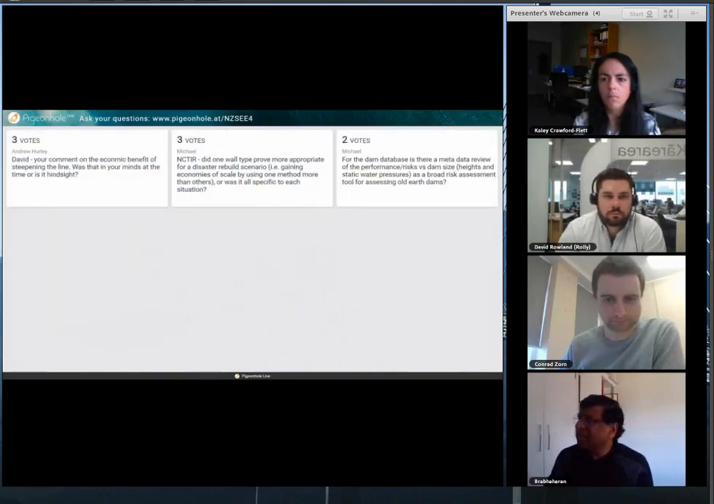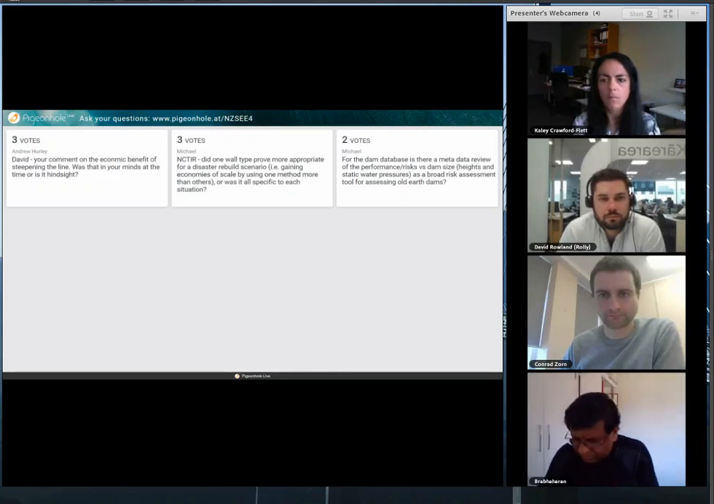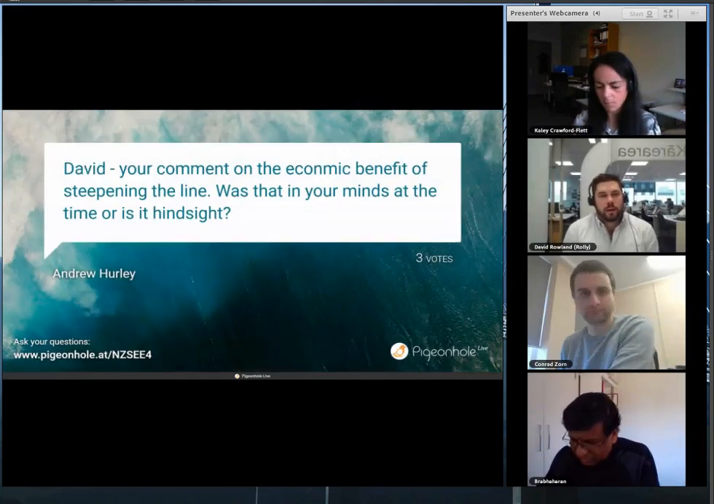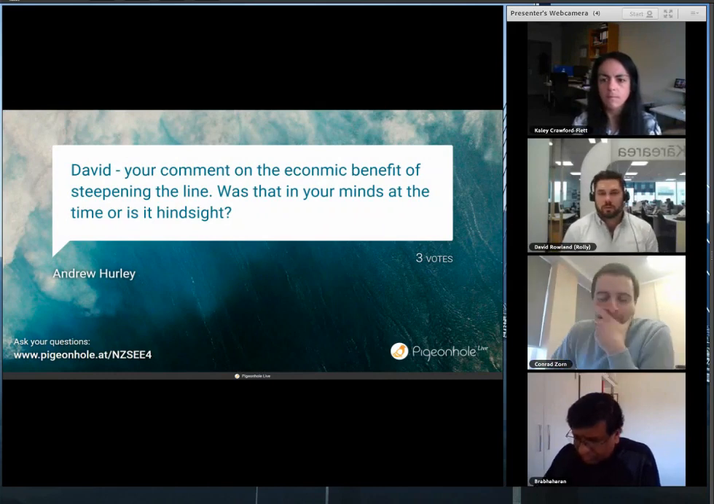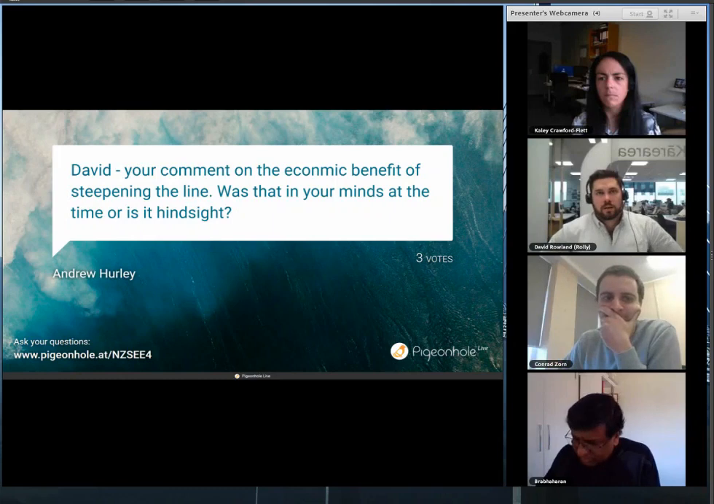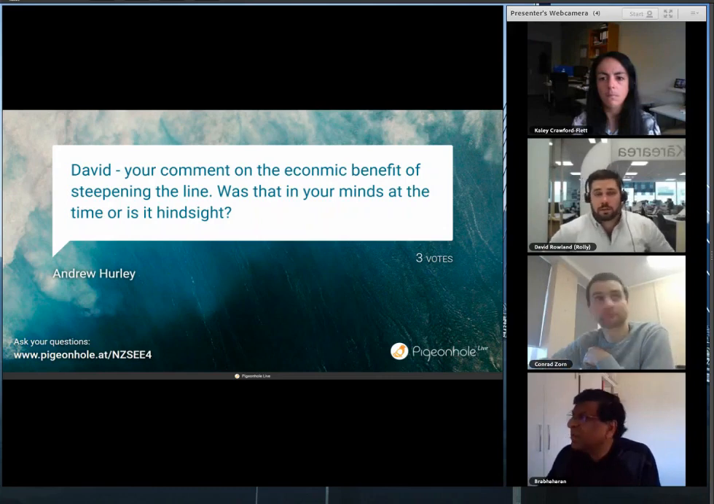We'll go to David. So David, linking to your sketch that you presented, your comment on the economic benefit of steepening the line, was that in your mind at the time of the NCTIR work? Yeah, for us, we probably wouldn't have used the phrase of steepening the line back then, but for us, getting the road and rail open was the mantra. We would often be in decision-making workshops, and the question that was always asked was, will this get the road open faster? That was the one driving thing that the entire organisation rallied around, quite literally moving mountains to reconnect communities. So yeah, right from the start.